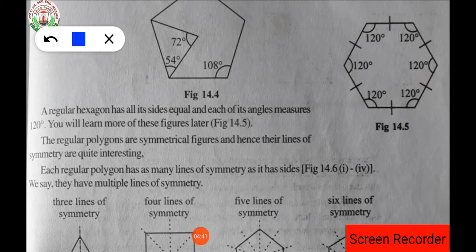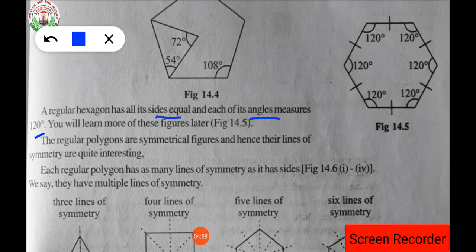Since the hexagon has equal sides, the angles of the hexagon are 120 degree. So how many angles will there be? 6 angles will be there because 6 sides are equal, that's why.